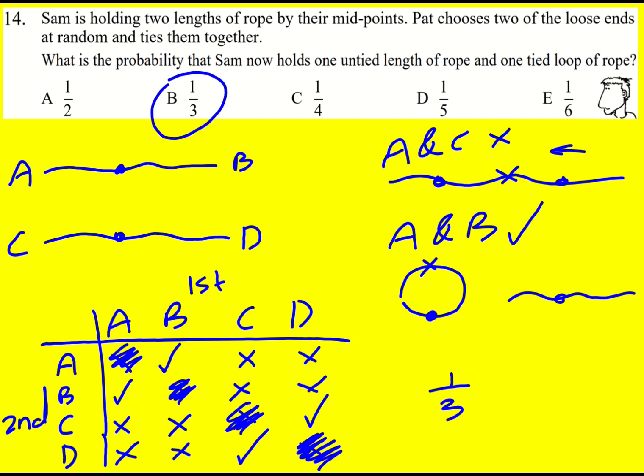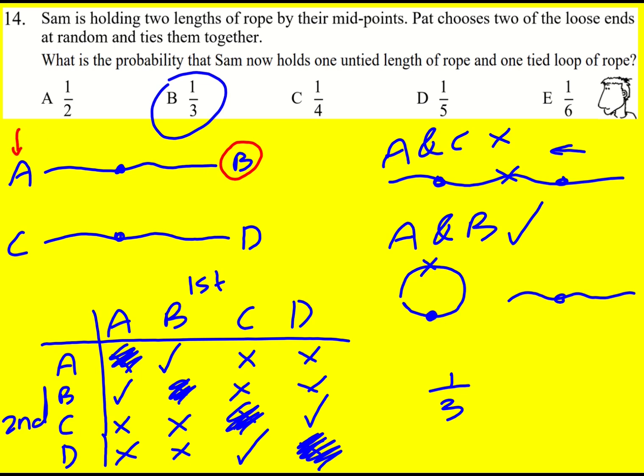Another way to do this question that's even quicker is to say, it actually doesn't matter which one is picked first because there's symmetry going on in the problem. If B is picked or C is picked, you're still picking a rope that connects to something else and Sam is holding it in the middle. So let's just choose, without loss of generality, that B is picked. Then the only way that the second one would give a loop of rope is if A is picked. If C or D is picked, then it wouldn't work.